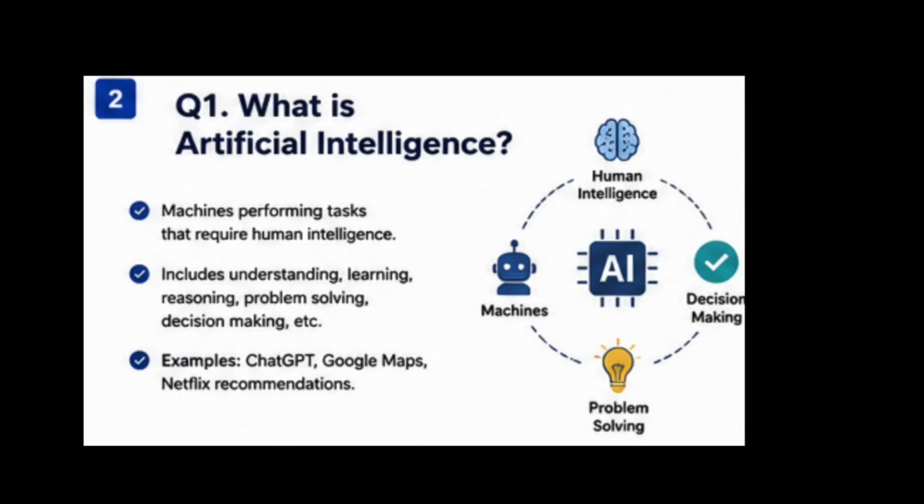What is artificial intelligence? Artificial intelligence or AI is the field of computer science that enables machines to perform tasks that normally require human intelligence. These tasks include understanding language, recognizing images, making decisions, solving problems, and learning from data. For example, when you ask ChatGPT a question, it understands your request and generates a meaningful response. That is an example of AI.